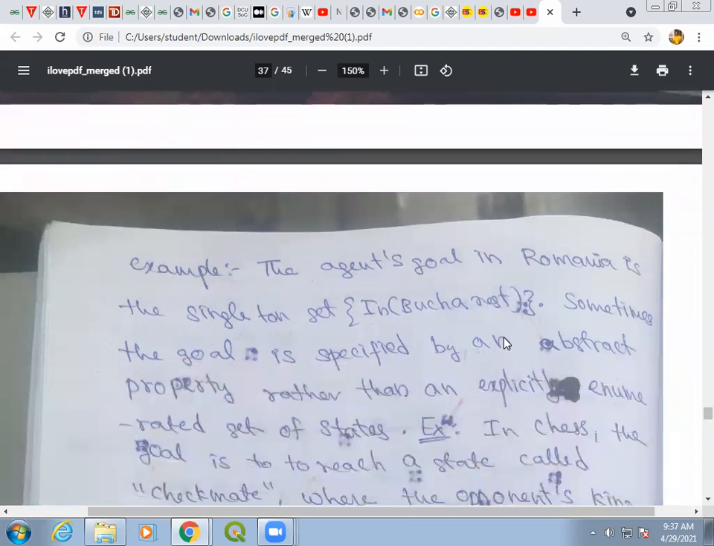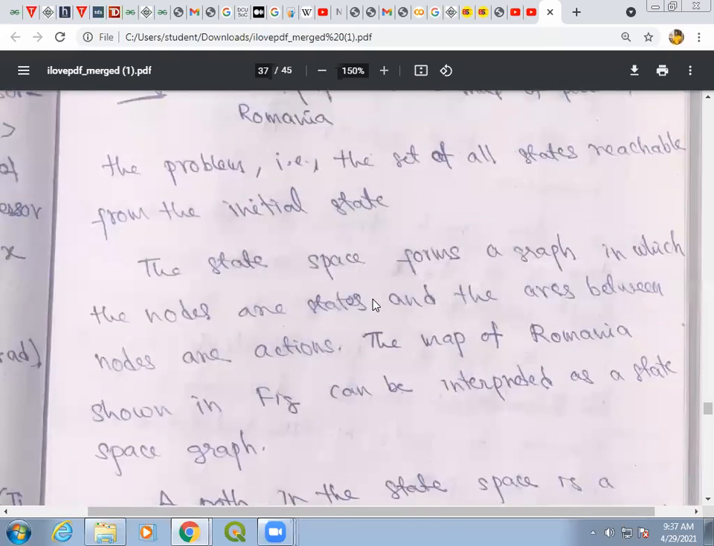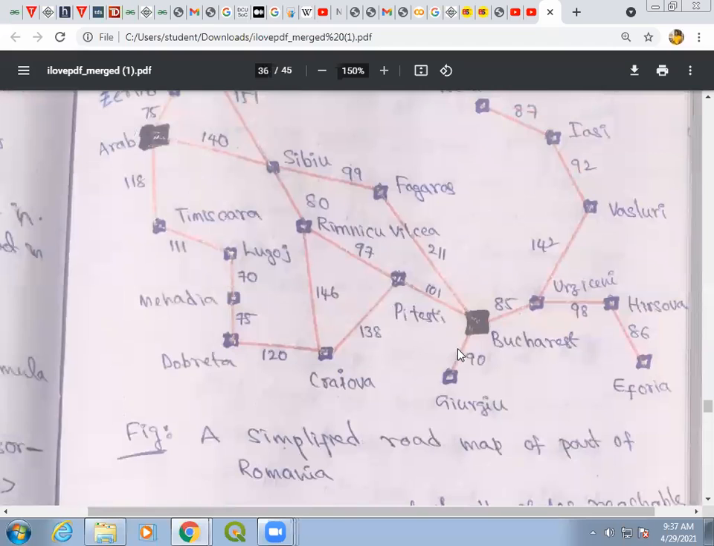Here the goal can be specified in two ways. The goal can be specified in the form of a property or in the form of a state. So in this particular example of Romania, how is the goal defined? The goal is defined by a set of states. What are the set of states it has to take to reach Bucharest? That is the goal given in this particular problem.